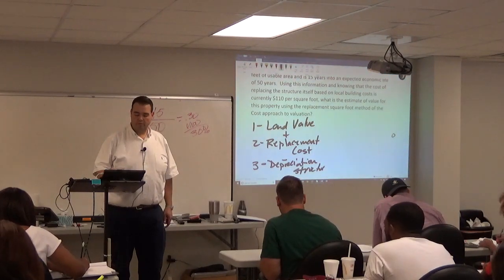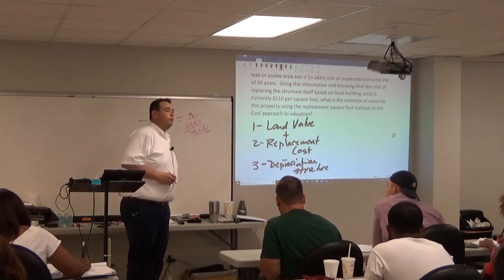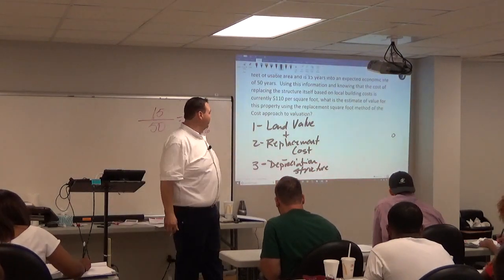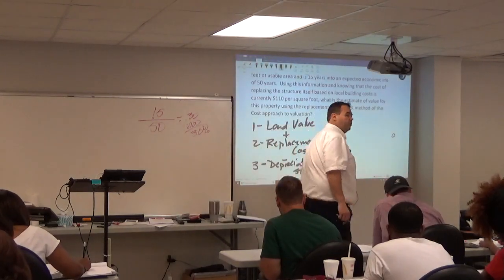Why can't we just add the land value at the end? Just do the replacement costs and the depreciation and then add in the value? You can do the land at the end if you want to, if you want to keep it more linear for yourself, yeah.